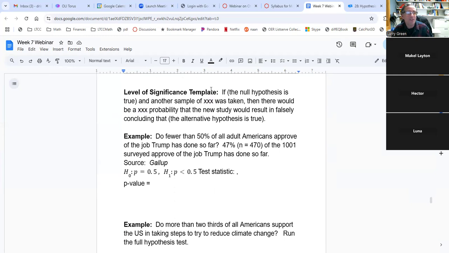Similarly, for the level of significance: if the null hypothesis is true, whatever that is in words, and if another sample of whatever size was taken, then there would be a probability, here the level of significance, that the new study would result in falsely concluding whatever it means for the alternative hypothesis to be true. Any questions on that?